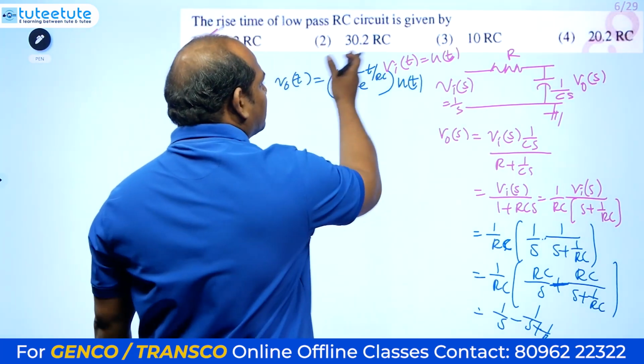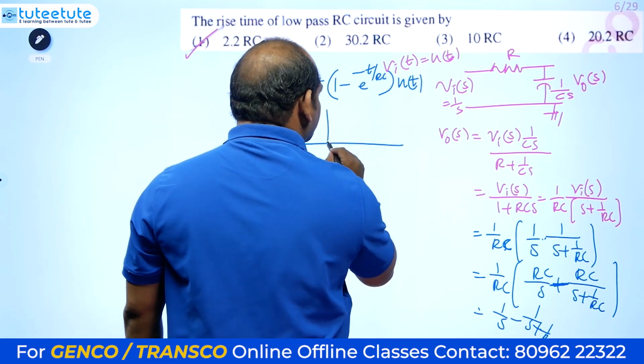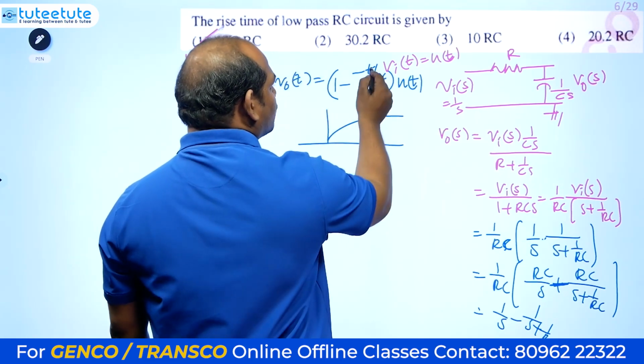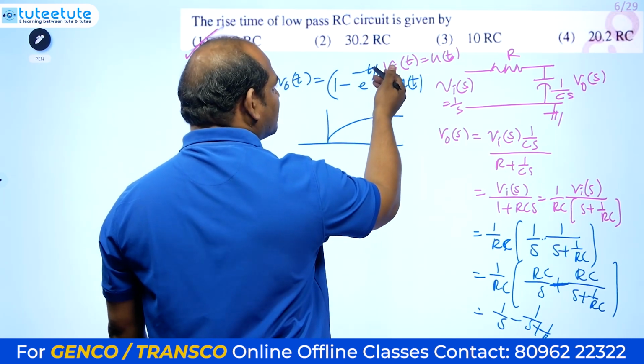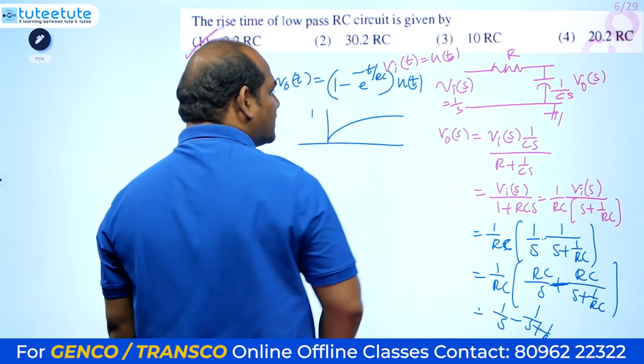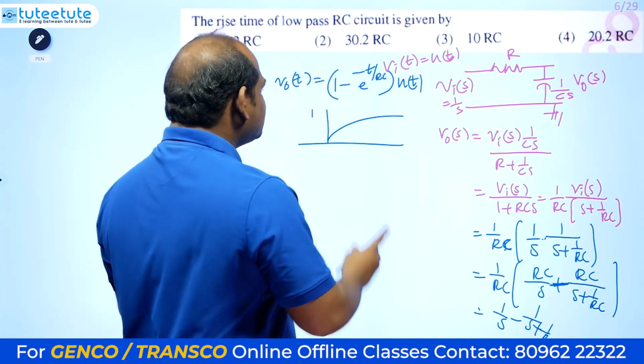If you see this particular nature of the output, it is actually an exponentially increasing signal. At t equal to 0, e power 0 is 1, so 1 minus 1 is 0. At t equal to infinity, e power minus infinity is 0, so the output is 1 you will get. 1 minus 0 is 1.